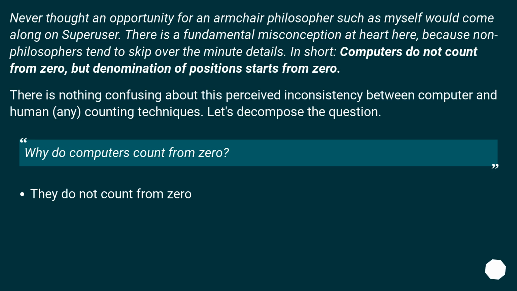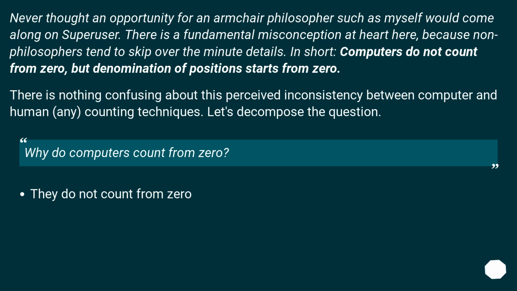Never thought an opportunity for an armchair philosopher such as myself would come along on Superuser. There is a fundamental misconception at heart here, because non-philosophers tend to skip over the minute details. In short, computers do not count from 0, but denomination of position starts from 0. There is nothing confusing about this perceived inconsistency between computer and human counting techniques.